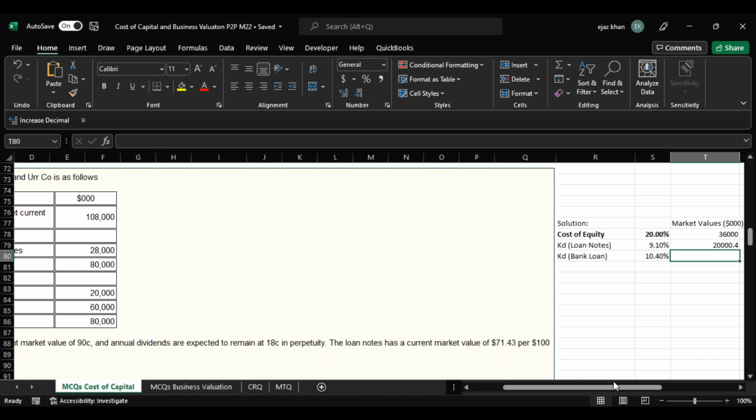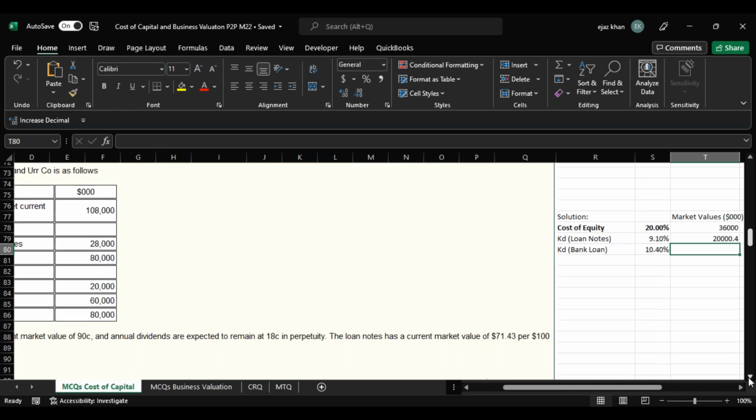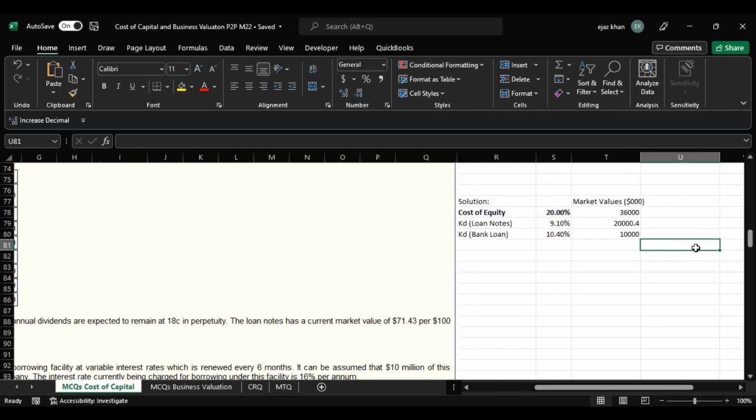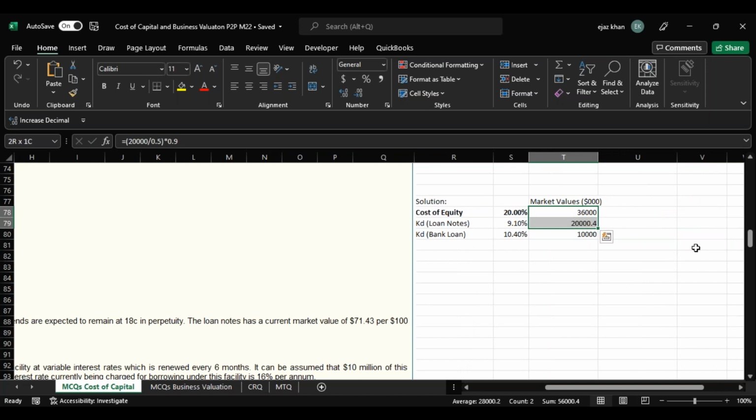Whereas the bank loan was, I guess, $10 million. Yeah, $10 million. So we should write 10,000. So these are the market values, and since bank loan is not tradable, the book value will be used.